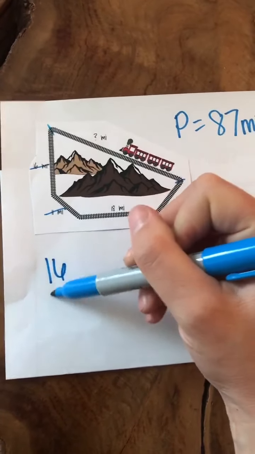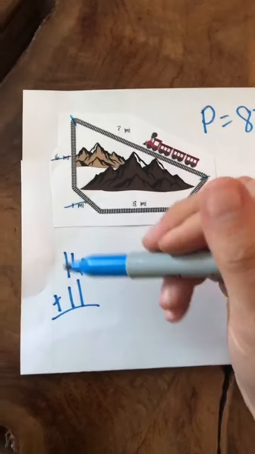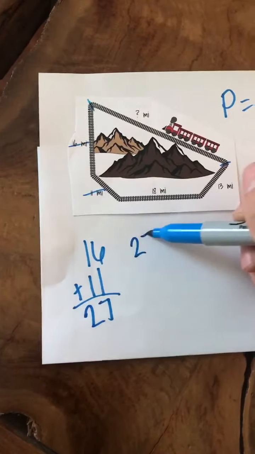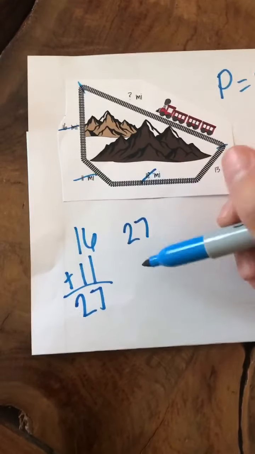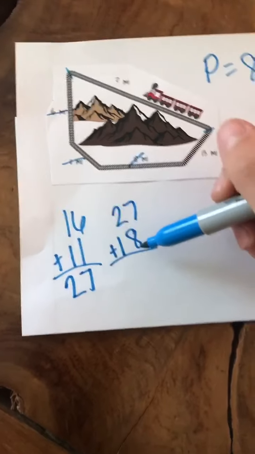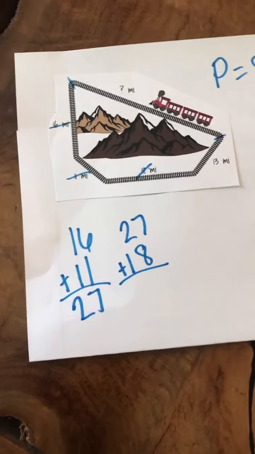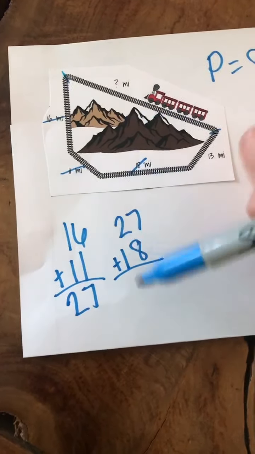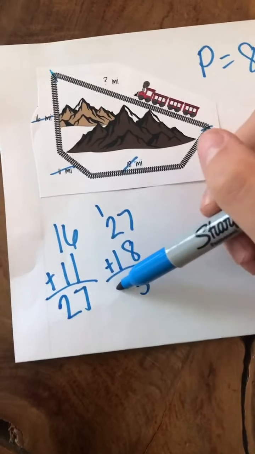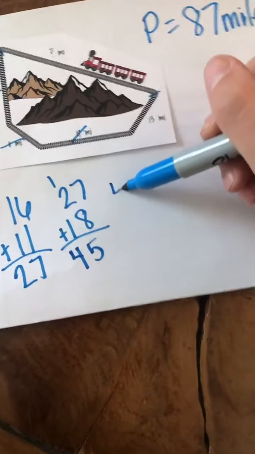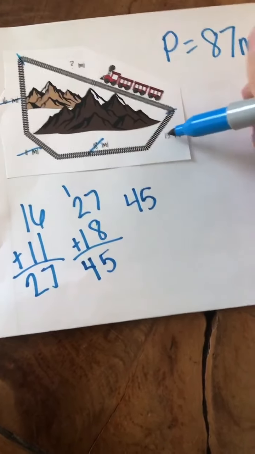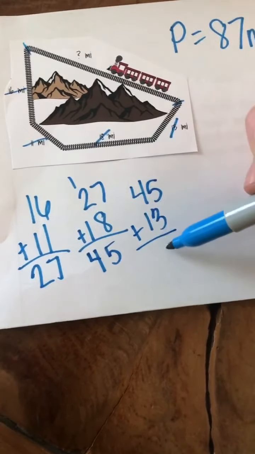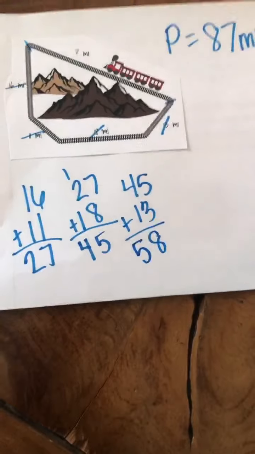16, 11, which is going to be 27. Now I'm going to take my 27 and add on the next number, which is 18. When I see this 8 and 7, my brain just automatically thinks, oh, doubles, minus 1. So I'm going to say 16 minus 1 is 15. 4. Almost done. 45. And then I'm going to add it to our last number, 13. 5 plus 3 is 8. And then 5. So we're at 58.